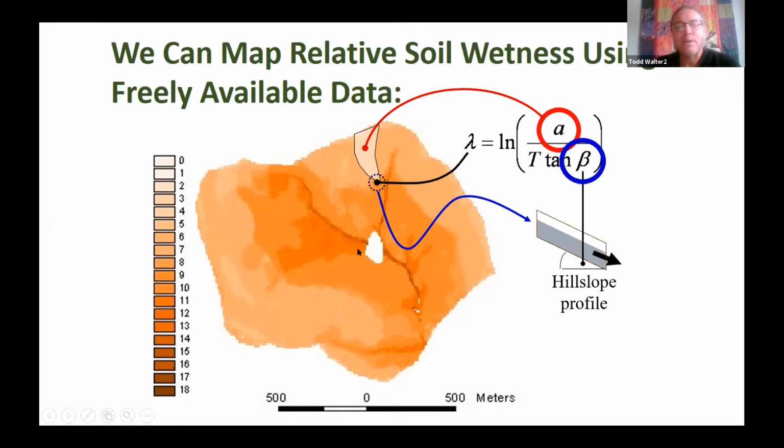And in this particular picture, this is a watershed in the Catskills. The dark areas are areas that are going to be relatively wetter than the light areas. So this gives us a way of prioritizing what parts of the landscape we might want to protect, and maybe enhance our ability to sequester carbon.